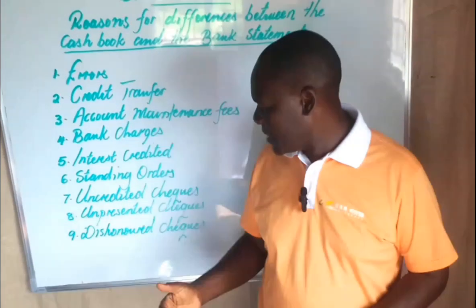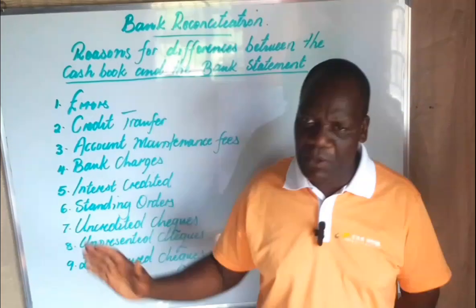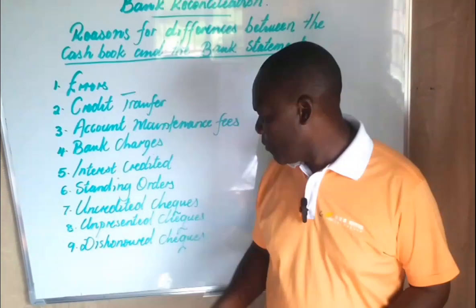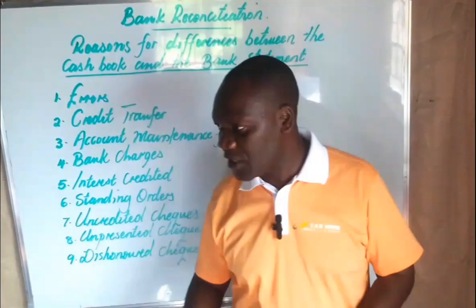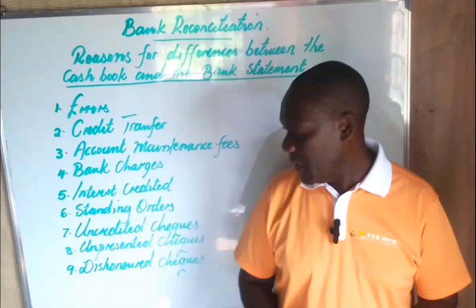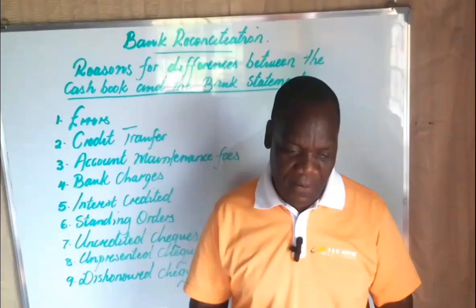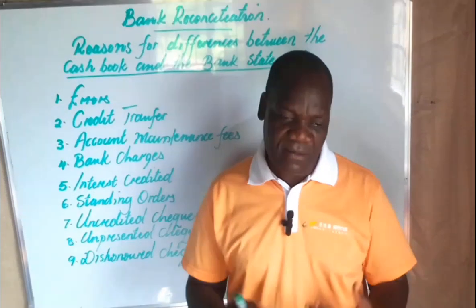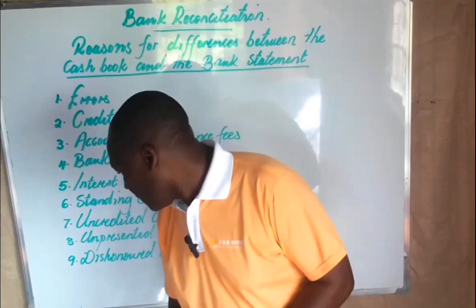So in the bank statement, this check will show that it has not been paid, while in the cash book, it was entered as a debit, money received. But in the bank statement, it has been brought back. It's not honored. Therefore, a dishonored check will cause a difference because the company will regard it to say it has received money, but the bank will not pay it.